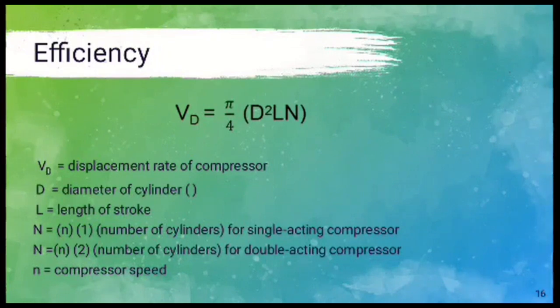Efficiency is the correct sizing or design that we should achieve in the system. So we have here a formula: VD is equal to pi over 4 multiplied by D squared times L times N, where VD is the displacement rate of the compressor, D is the diameter of the cylinder, L is the length of stroke, and N is the number of cylinders for a single acting compressor, and also for the double acting compressor. N represents the compressor speed.